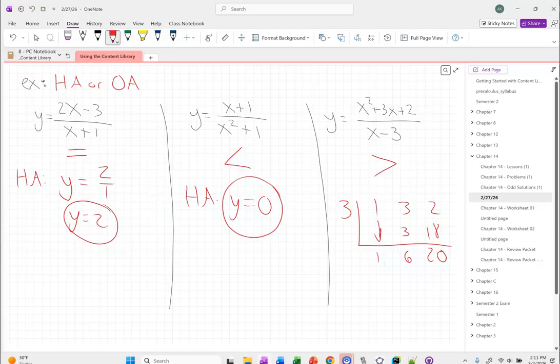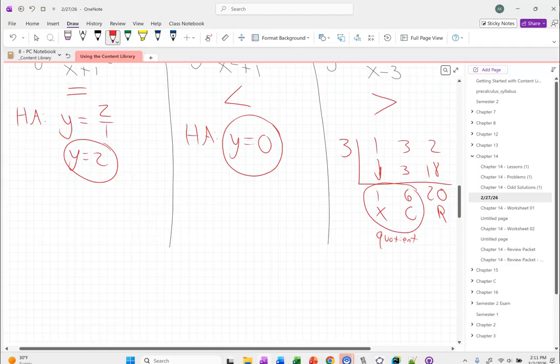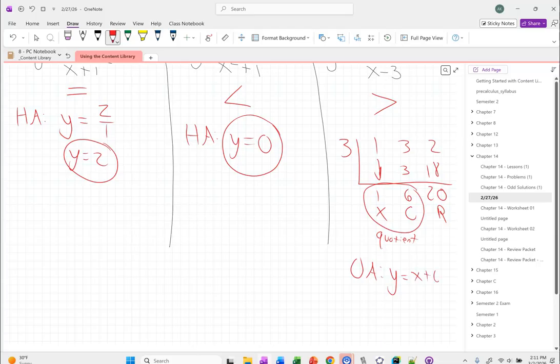Very good with the synthetic division that I did. So remember, remainder, constant, x coefficient. This part right here, the part that doesn't include the remainder is the quotient, right? So my other asymptote is y equals x plus 6. Because the quotient of that division was 1x plus 6.